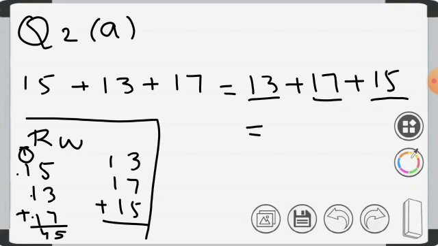The answer is 45. Now we will add again with a different arrangement. 7 plus 3 is 10, plus 5 is 15. Write 5 and 1 will be regrouped. 1, 2, 3 and 4, 45. Yes, the answer is the same.